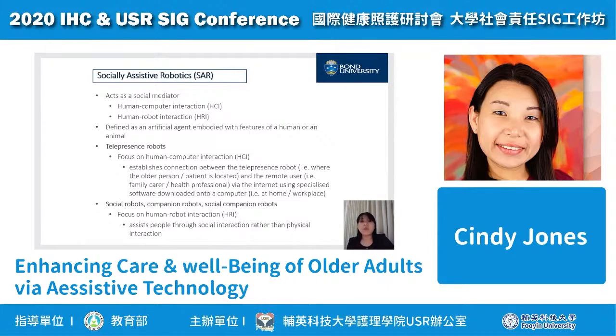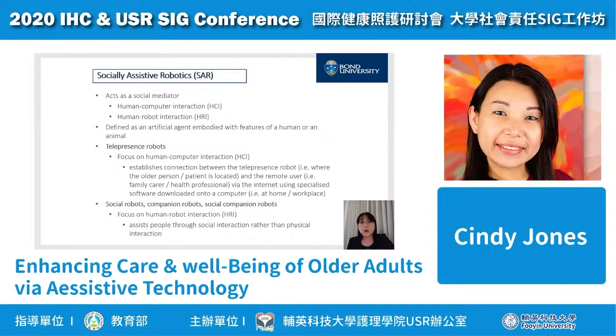Now, in my research in the use of assistive robotics to improve health and well-being, care and care provision of older people in aged care, I engage in research that focuses on socially assistive robotics, and there are two main types that I focus on. One is the telepresence robot, and the second type is the social robot, also known as companion robots or social companion robots.